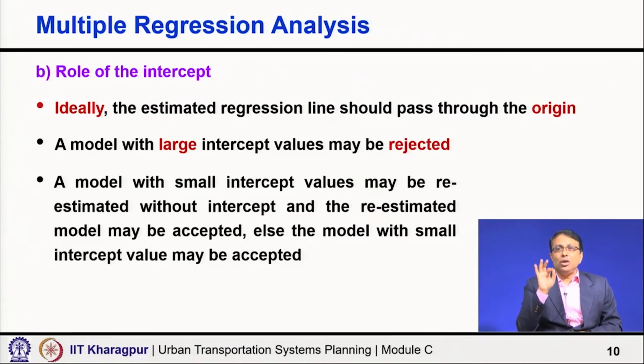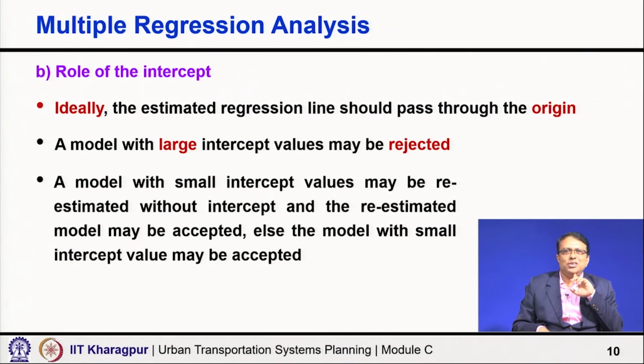And when there is a small intercept, what can be done? One can try to re-estimate the model, forcing the line to pass through the origin. That means when you develop a model, you can develop it with a constant and without a constant also. First we develop it with the constant and we know that it is not a very high value, so we can retain it; that is one possibility. The other is that we try to force it to pass through the origin, so we re-estimate it without a constant.